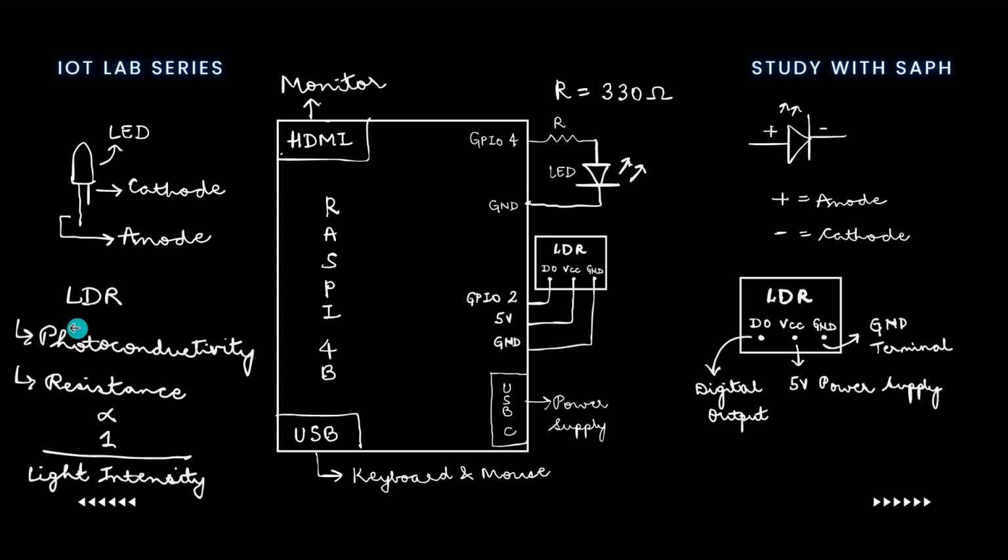Now talking about the principle of working of the LDR, or the light dependent resistor, it works on the principle of photoconductivity. Photoconductivity essentially means that the resistance value changes based on the values of the light intensity. To depict this relation, this particular proportionality formula has been written. The resistance is directly proportional to 1 by light intensity, or in other words, the resistance is inversely proportional to the light intensity. As the light intensity drops, the resistance of the LDR increases.